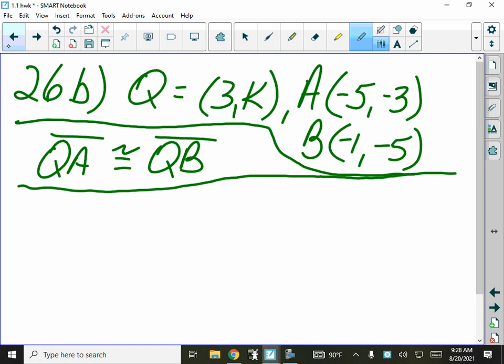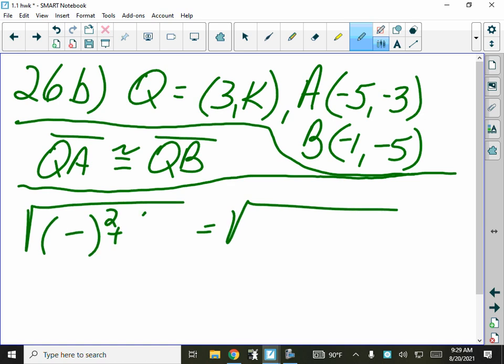26B. Now they change up some stuff. They say QA is congruent, it just means they're the same as QB. So equidistant, did the book say equidistant or something like that? Yeah. Okay, so they said equidistant. Up here, I just used the congruent symbol just so you'd have a flashback to geometry. And so this is the one where you're going to do this dude equals that dude. So here goes the fun part.